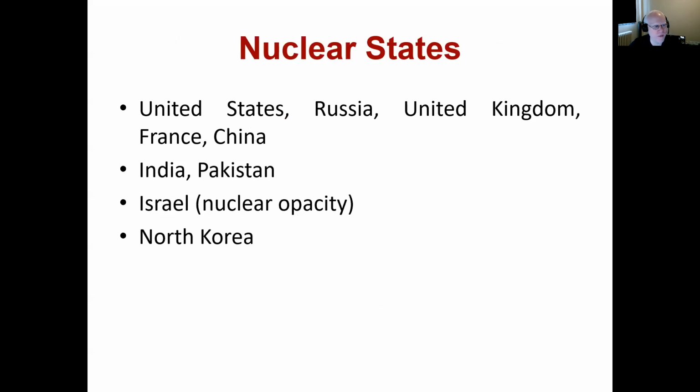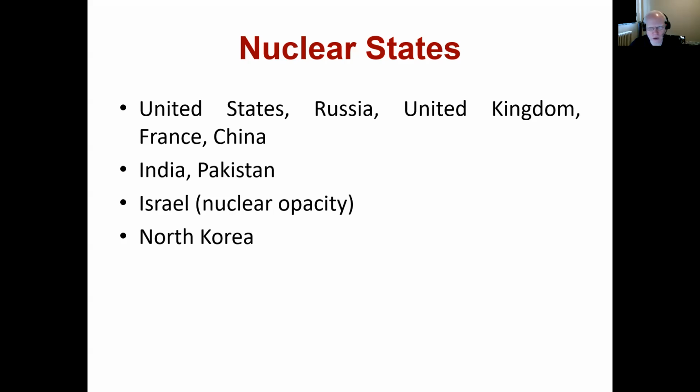So who are the members of the nuclear club? We've got the P5, the original five, those accepted as nuclear states in the Non-Proliferation Treaty. Interestingly, they're also the permanent five in the Security Council: the United States, Russia, United Kingdom, France, and China. These are your five original nuclear states, the US being the first. Then India and Pakistan both developed nuclear weapons in response to each other.